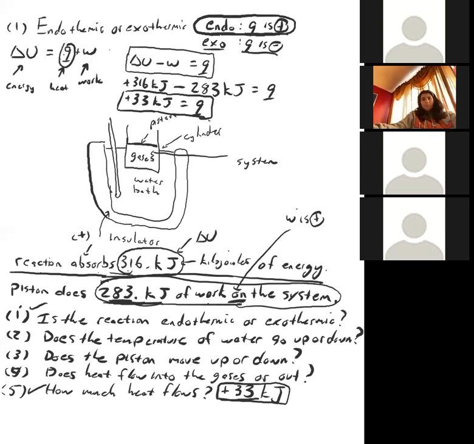So here's what happens. They give you these numbers. And now what we're saying is, based on these numbers, we've calculated that energy is going into the system, which is the reactor, the gases. It's going in there in the form of heat. It's an endothermic process. Heat is going in, okay?